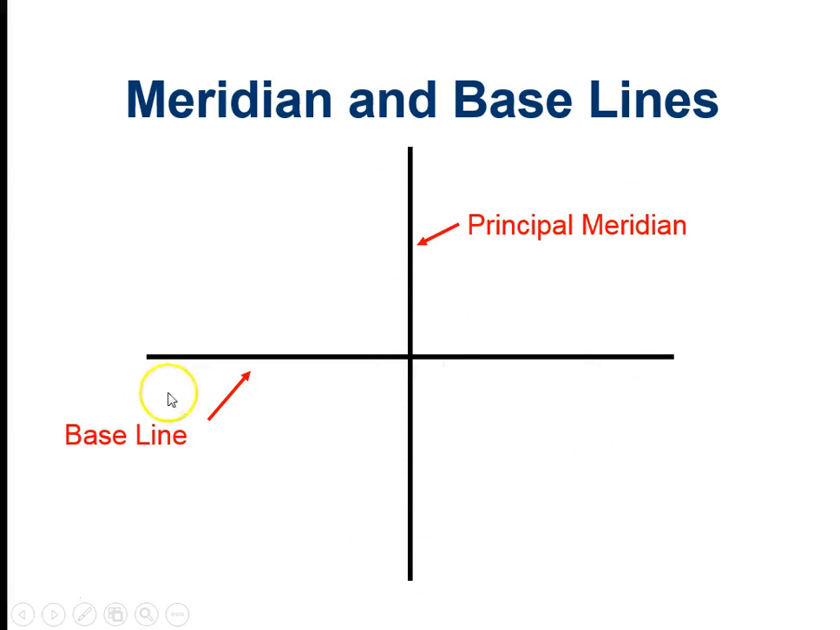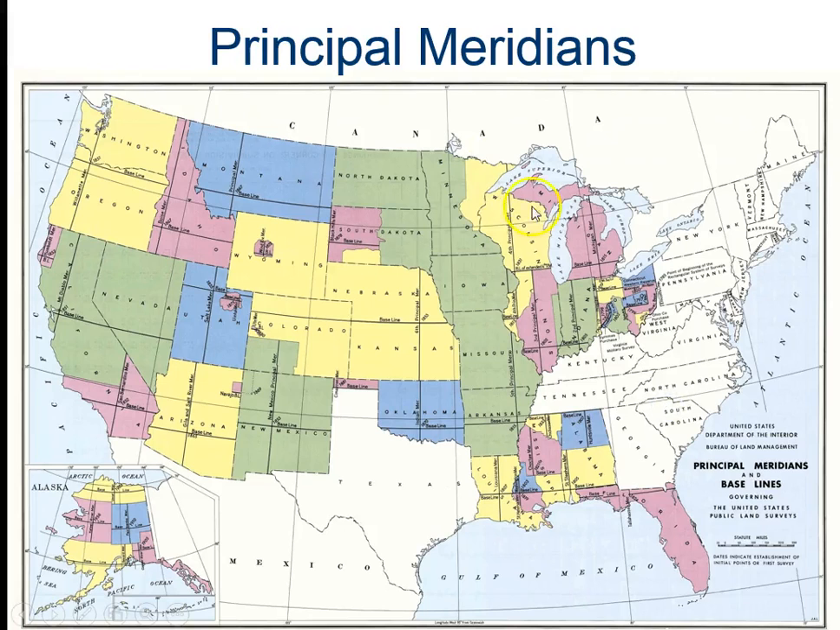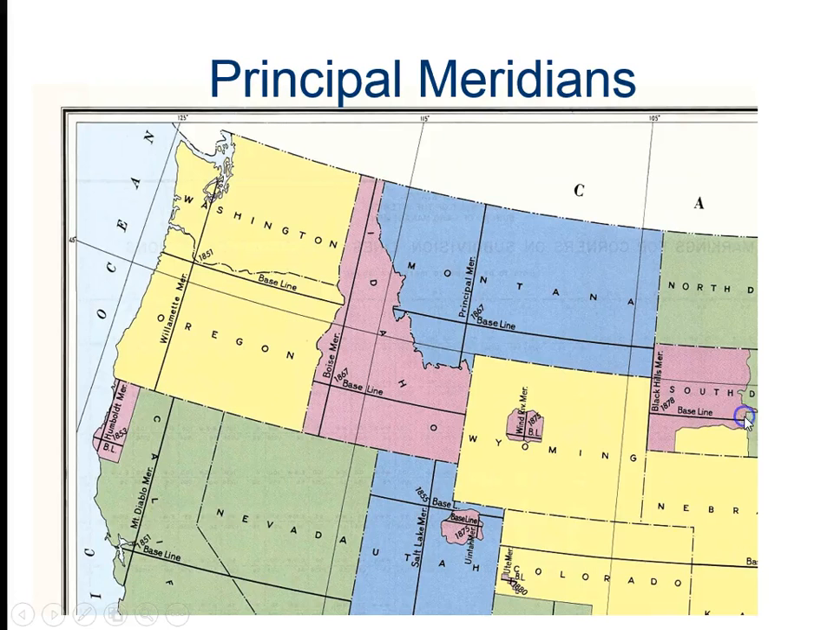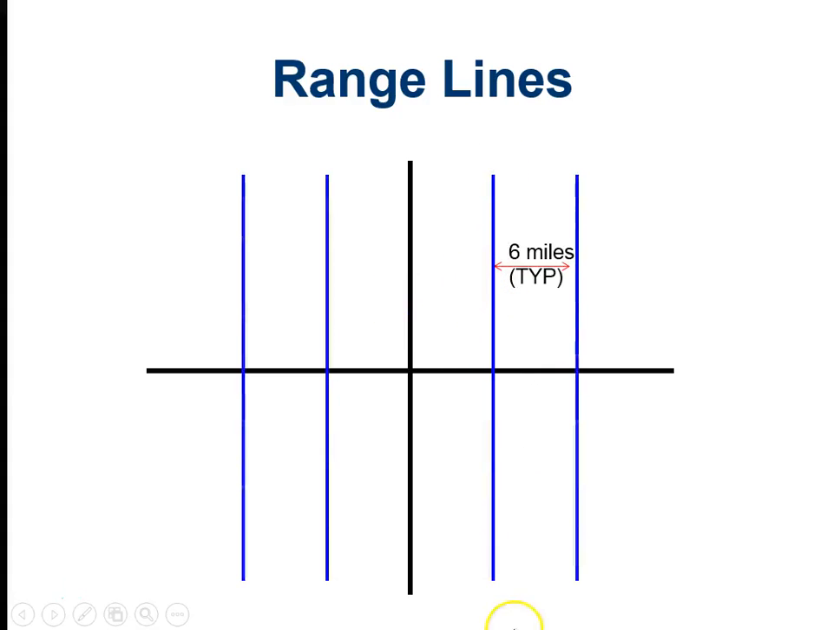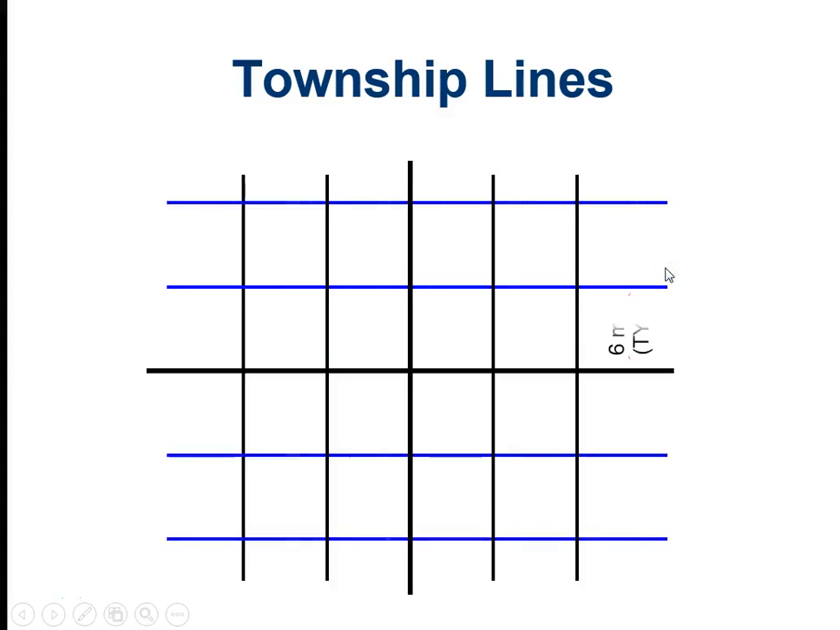Everything is in principal meridians and baselines. And this is how the whole globe is lined up. These things are called meridians, right? And then that's what everything is labeled against. So here, these are principal meridians going this way, north and south. These are range lines. Principal meridian, range lines. We have a range line every 6 miles. Township lines go horizontal, or east-west, and they're laid out every 6 miles.